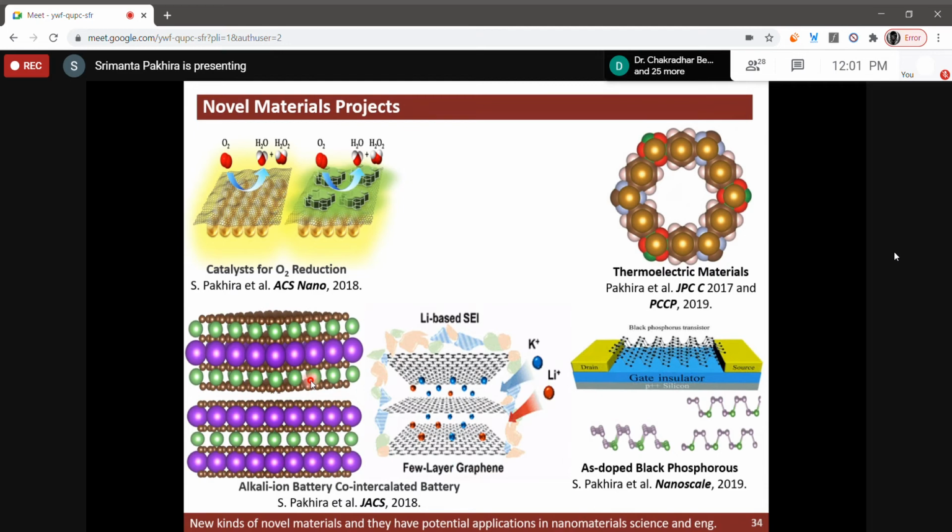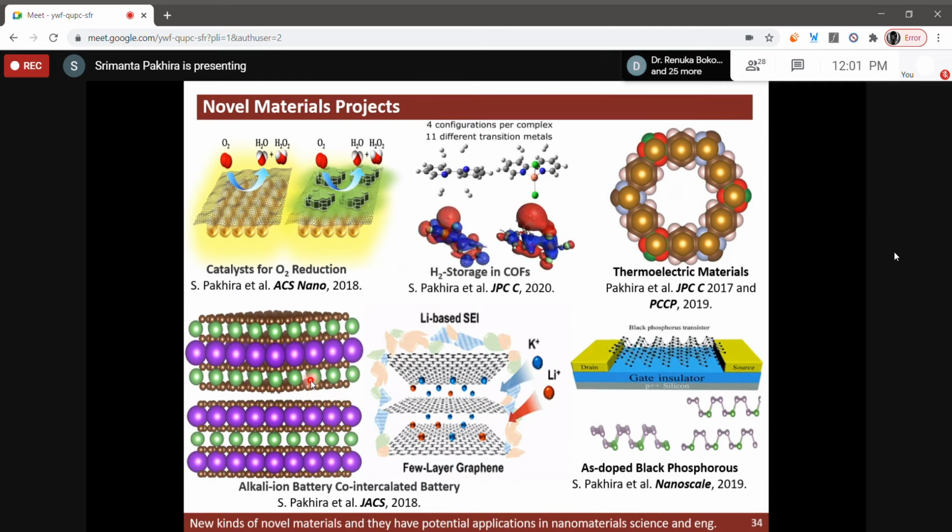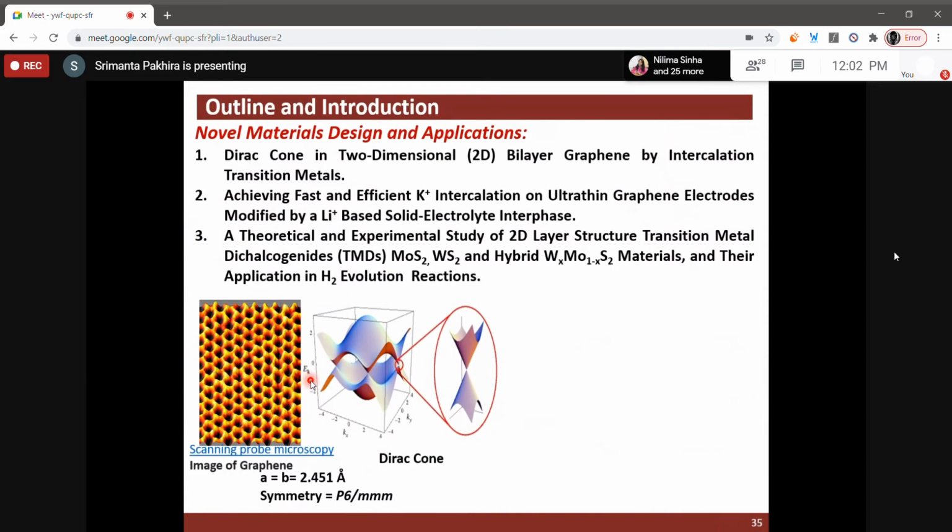Let's see how another work we did. Recently, just a couple of months back, we worked on hydrogen storage in covalent organic framework, and that article was also published in JPCC. And the BJT, bipolar junction transistor, using arsenic-doped black phosphorus was published in the Nanoscale journal. This is also a very good article. Also, if you want, I can share the article. But these are the research topics we are working on. So I can give some outline of that kind of research work we did.